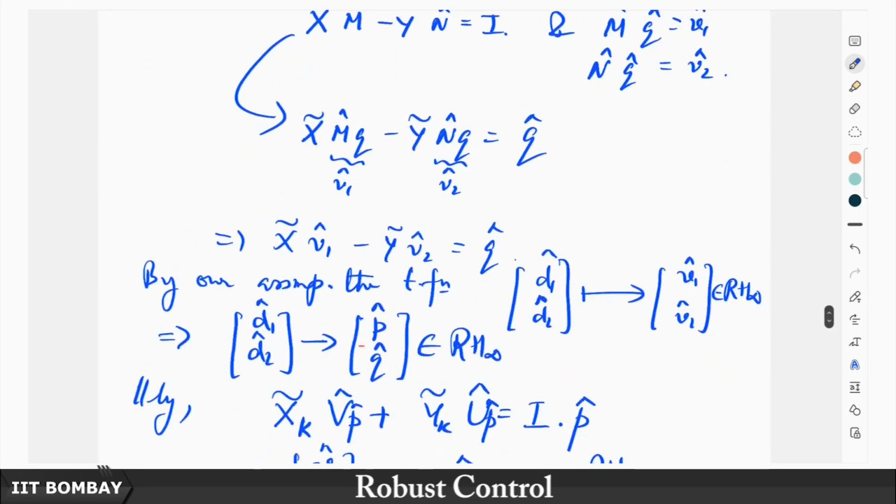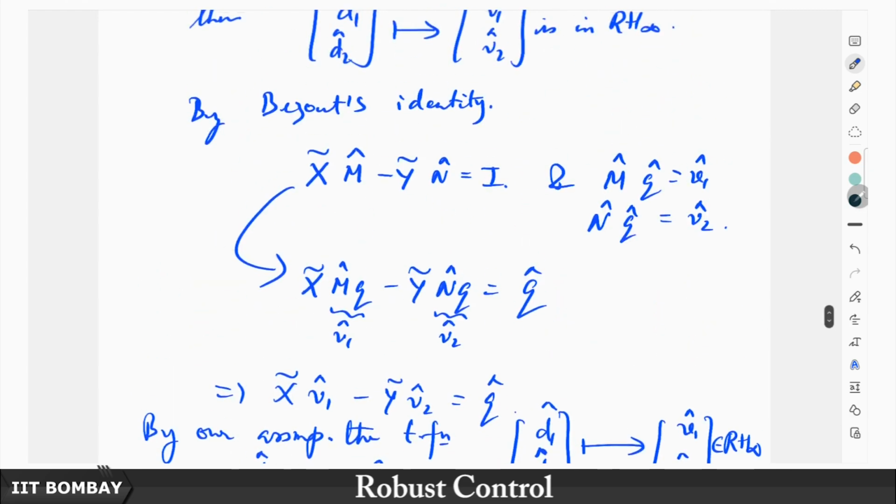So, let me make that very warranted correction here. We should be consistent with this. So, this is Q hat, P hat, yeah, right. Now, we are good to go.